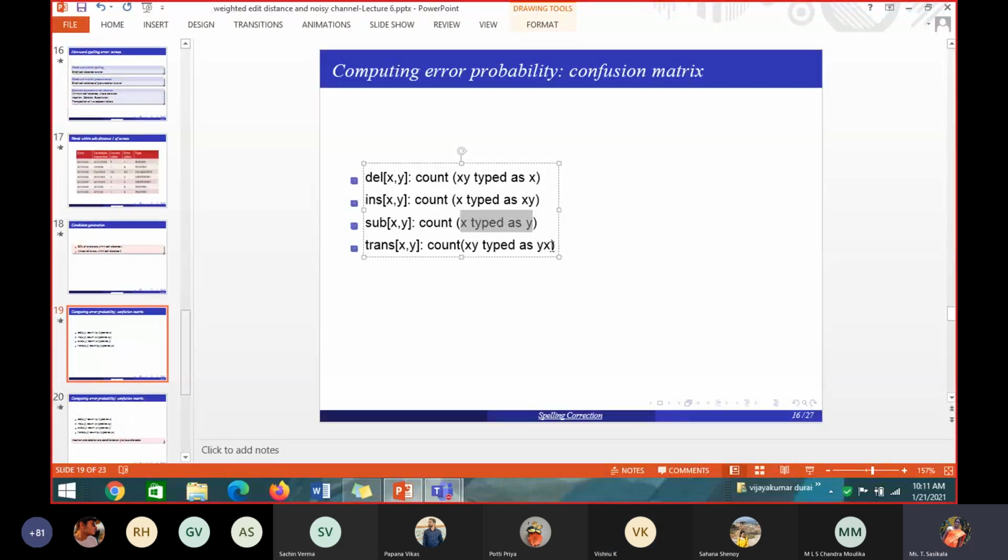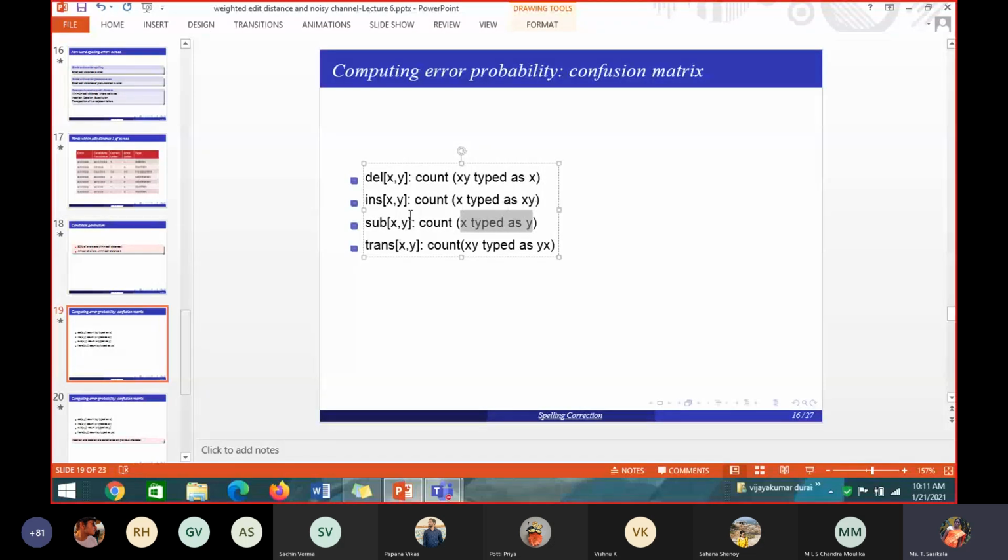Deletion means my input word is XY, but it is typed as X. Insertion is my input word is X typed as XY. Substitution means input word is X but it is typed as Y, substituted by another character. Transposition means input is XY but it is typed as YX. Okay, so these are all the 4 edit operations.